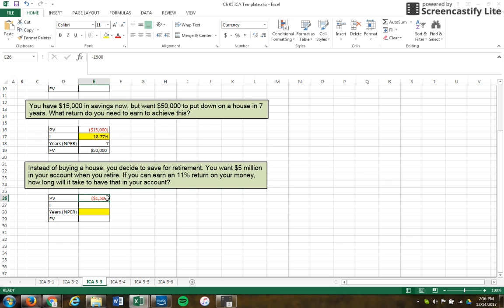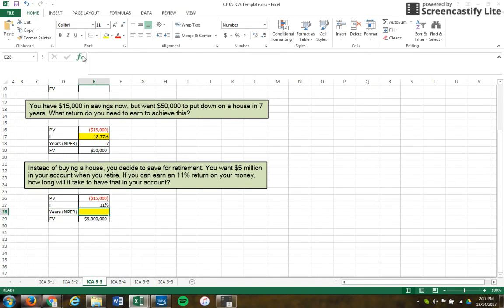We want $15,000. We know we can get an 11% return on our account, and we know in the end we want to be able to have $5 million to our name at that point. So how long will it take us, or how many compounding periods would it take for us to turn $15,000 into $5 million, assuming an 11% annual rate of interest on this?